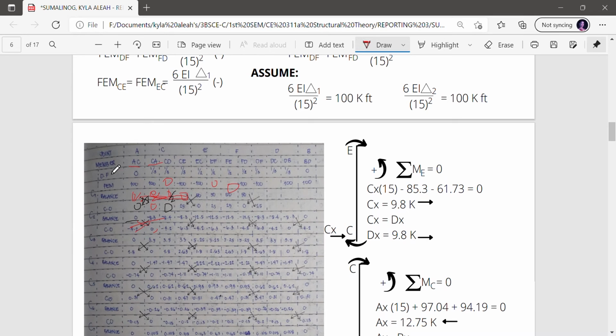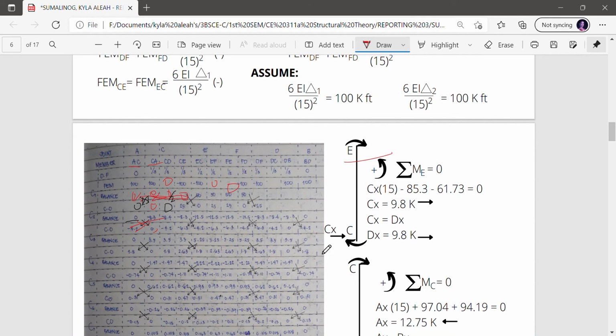Now let us proceed on searching for the values of the forces present in each member of the frame. So let us start here in EC. We got the moment from the E. It will be counterclockwise, since the sign convention is positive for counterclockwise, upward, and to the right. Those are the sign conventions needed for the moments.